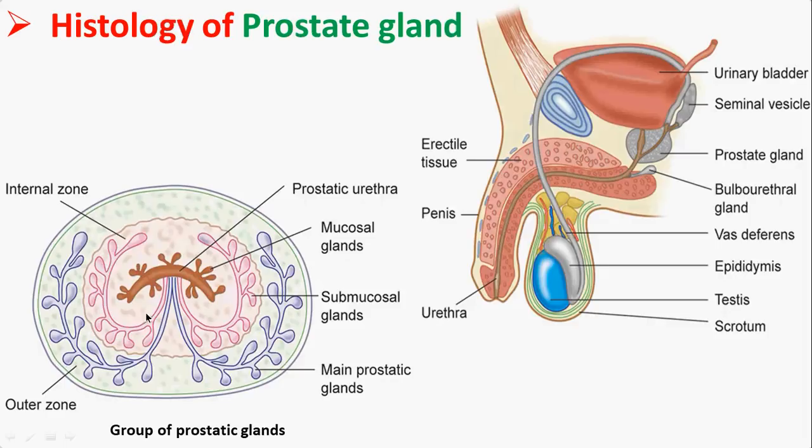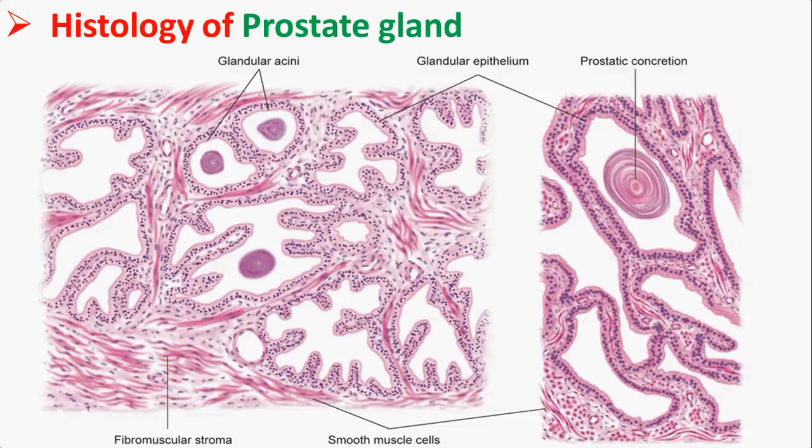Here in this figure there is the prostate gland. These are the main prostatic glands, the submucosal glands, and the mucosal glands, which we have seen in the gross anatomy. Now the prostate gland histology.